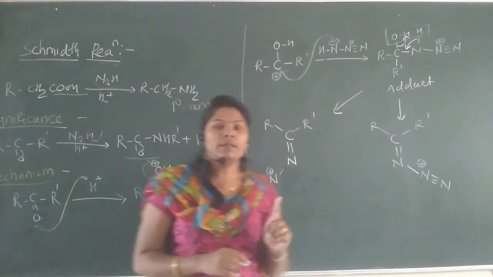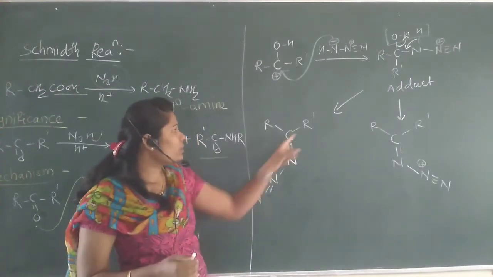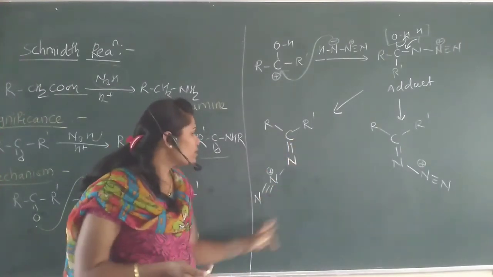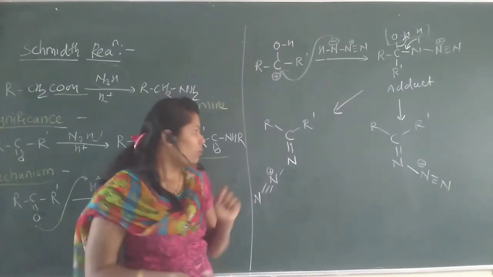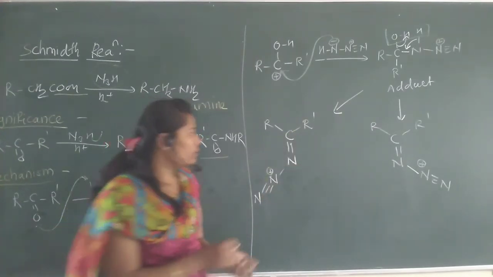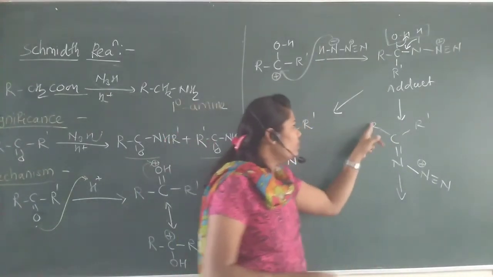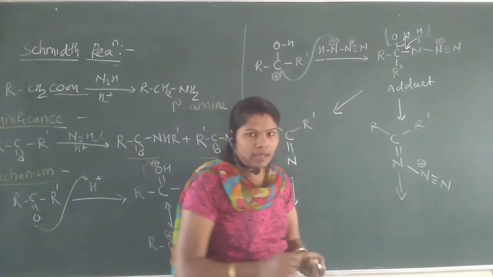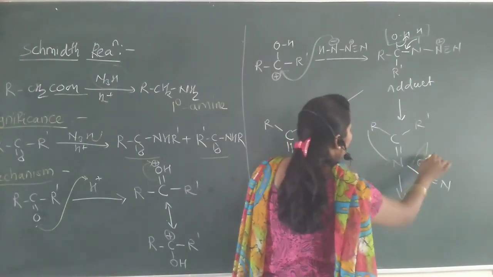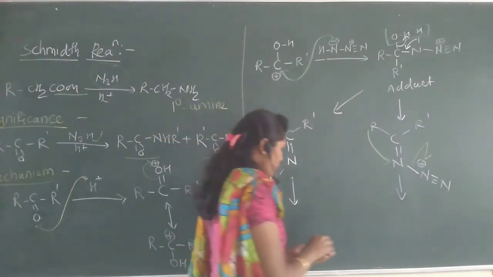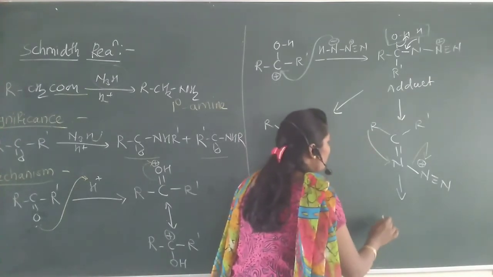You know very well that only those groups which are opposite or trans to this azide group, to this nitrogen, rearrange to here. Then in the first case, let us see what happened here. In the first case, this R group is trans to this N, and that's why this R is shifted to here, and here this N2 gets removed. Then that's the formation of the nitrilium ion.